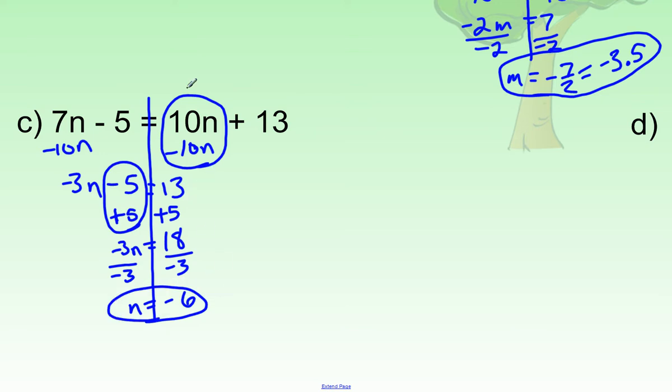Let's see if I can check this one in my head. 10 times negative 6 is negative 60. And negative 60 plus 13, that's a little bit more complicated. The signs are different, so you have to subtract. You're going to get a negative 47. Over here, 7 times negative 6 is negative 42, and negative 42 minus 5 is negative 47. So this checks out. That is our solution.